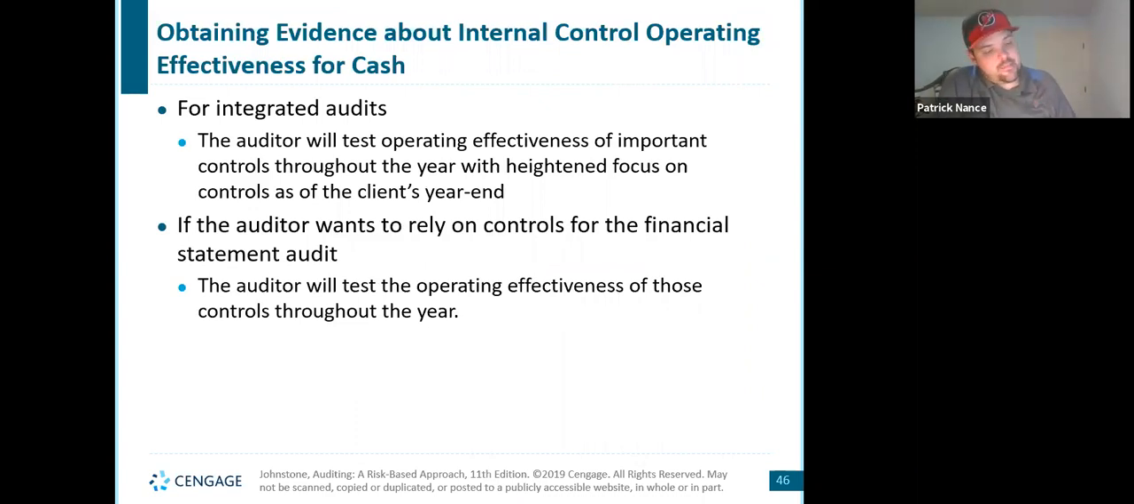Okay. Now I'm on page 514. Obtaining evidence about internal control operating effectiveness for cash. For integrated audits, the auditor will test operating effectiveness of important controls throughout the year with heightened focus on controls at the client's year end. So remember, an integrated audit is one where I'm auditing at least somewhat throughout the entire year, either by spot checking, going in regularly, doing some audit procedures quarterly, or even having an integrated software system where I can actually get into their system and check things out. If the auditor wants to rely on controls for a financial statement audit, the auditor will test the operating effectiveness of those controls throughout the year.